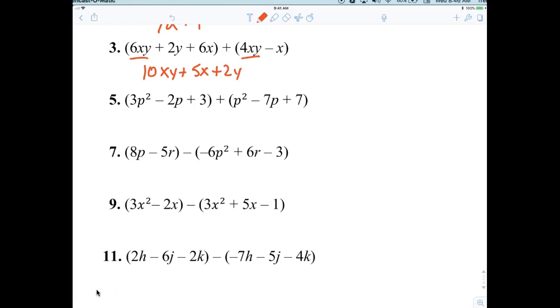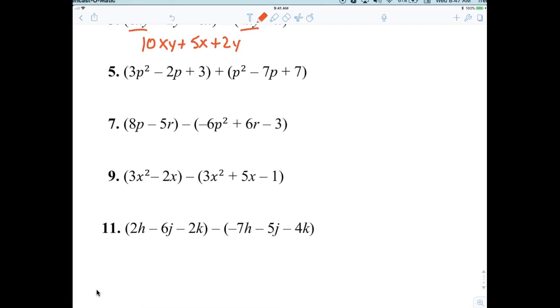Stop and listen to what I'm saying. Don't ask me a bunch of questions. Descending order with respect to x, all right? But I'm not going to mark you wrong if you put 2y before the 5x. I'm just not doing that. The object is to combine like terms. So just combine the like terms.